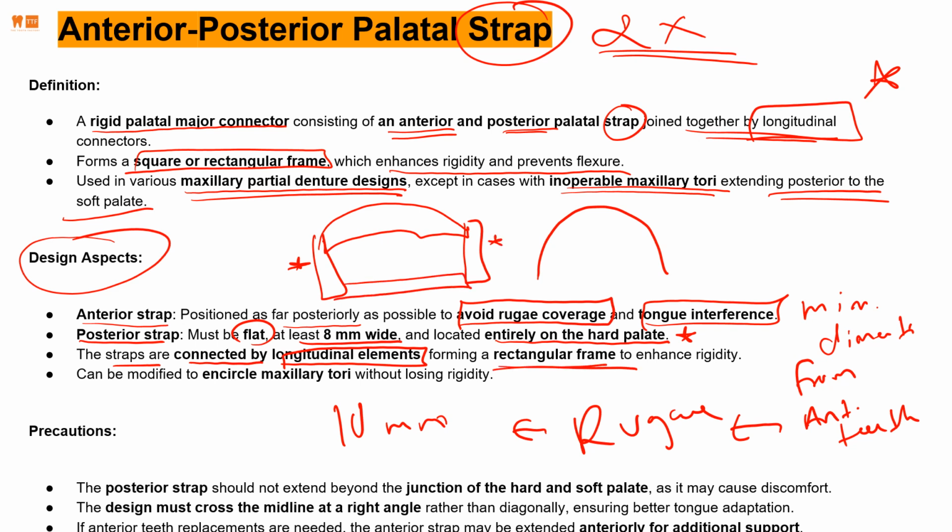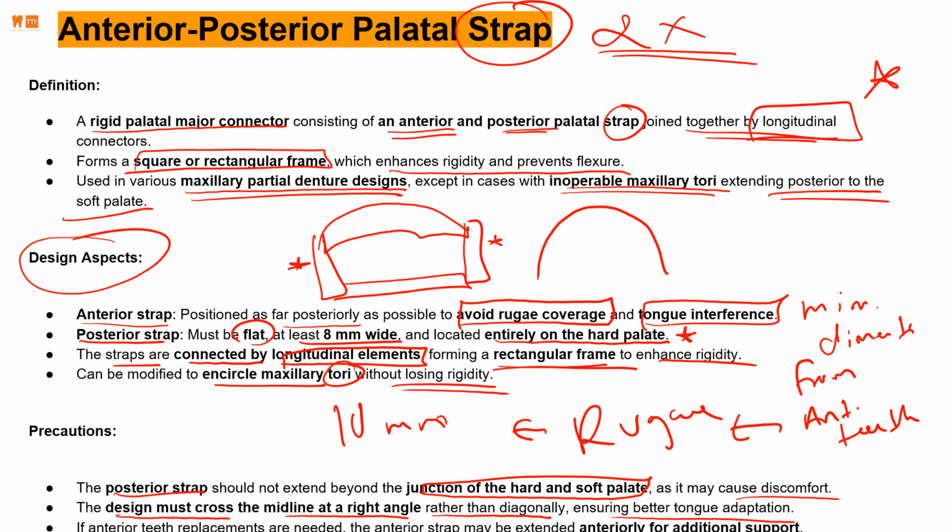Right, forming a rectangular frame enhances rigidity and can be modified to encircle maxillary tori without losing rigidity. Precautions that need to be taken. The posterior strap should not extend beyond the junction of the hard and soft palate, so the vibrating lines. It may cause discomfort because it's a movable tissue, and we must prevent movable tissues. The design must cross the midline at a right angle rather than diagonally, so it cannot go like this. Okay, it can't go like that.